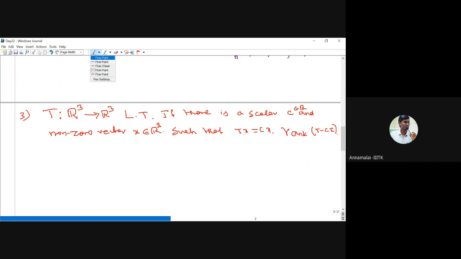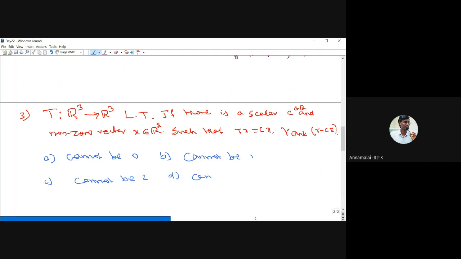The options are: cannot be 0, cannot be 1, cannot be 2, and the last option is cannot be 3. So what do you mean by rank actually? Rank is nothing but the dimension of the range space.